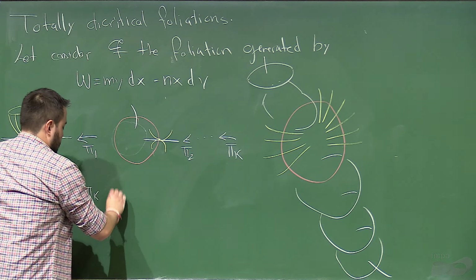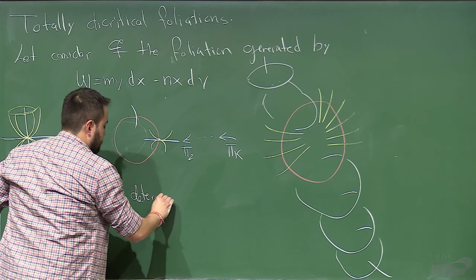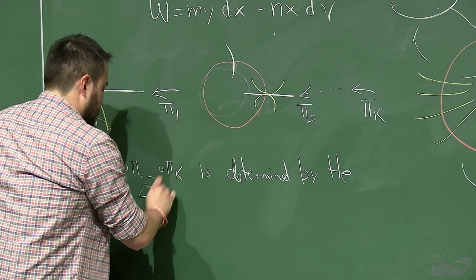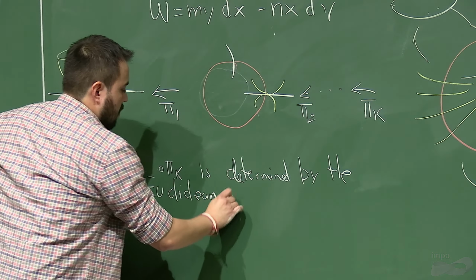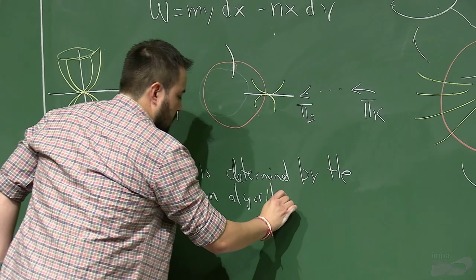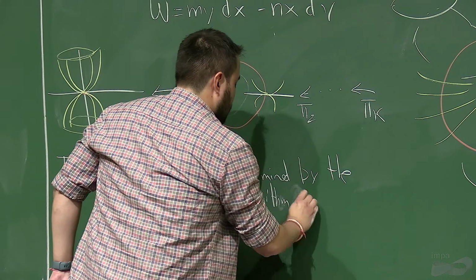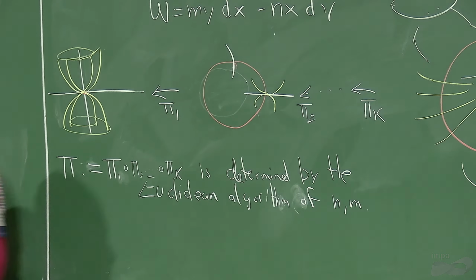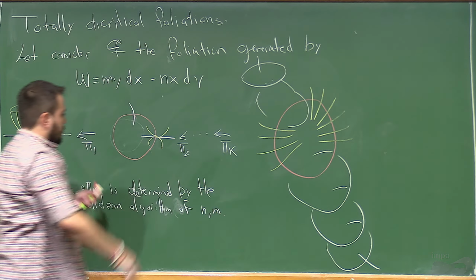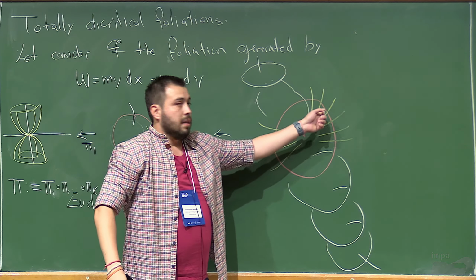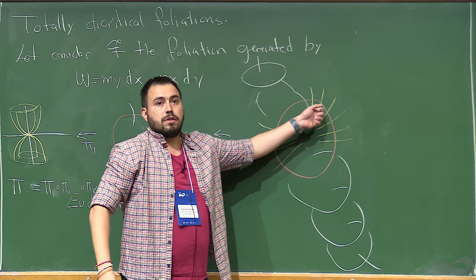that is determined by the Euclidean algorithm of n and m. Okay? And note that in this example, there are no singularities, no tangency points in this component. Okay? So a definition.